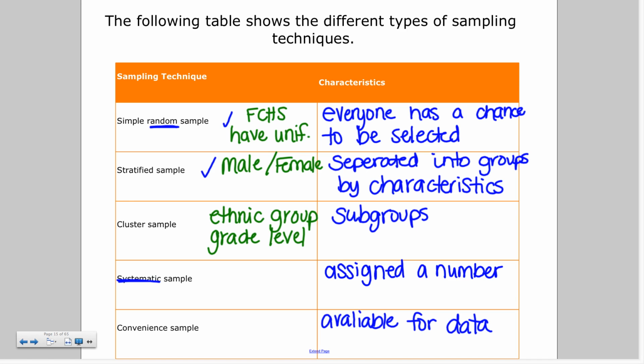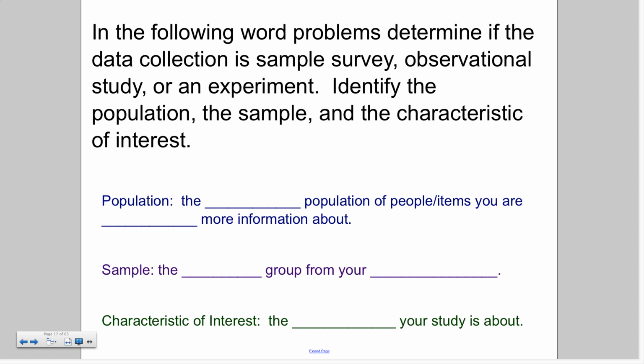The problem with this is I'm introducing bias. This one is more likely to introduce bias because I'm pushing out the working people, the people that have to work between 12 and 1. Okay? So just be careful if you do a convenience sample because you are going to end up with biased information.